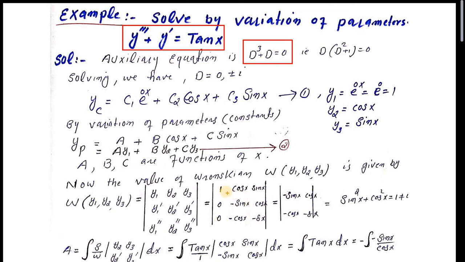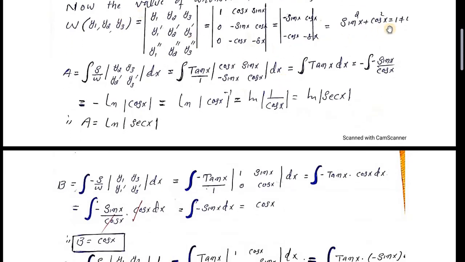Now expanding by c1, which is the determinant of minus sin x, cos x, minus cos x, minus sin x, we evaluate this determinant. This product will be taken as positive, this product will be taken as negative. This plus is on account of this minus and the minus in the formula. Now sin² x + cos² x = 1, which is not equal to 0. Here the value of the Wronskian is equal to 1.